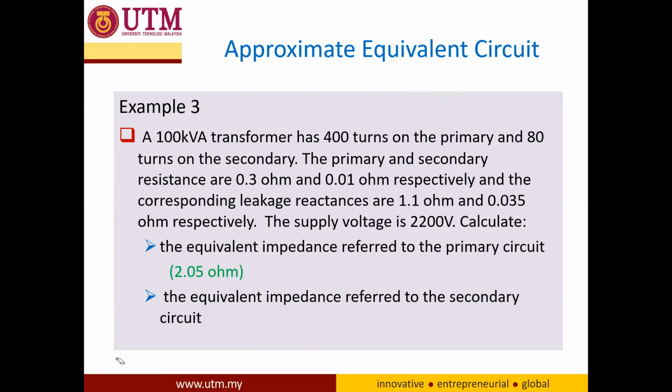I think I need to do this one. You can use the formula: Z equivalent referred to the secondary is Z equivalent 1 over a squared. So this is 2.05 over 25, and you should get the answer 0.082 ohm.